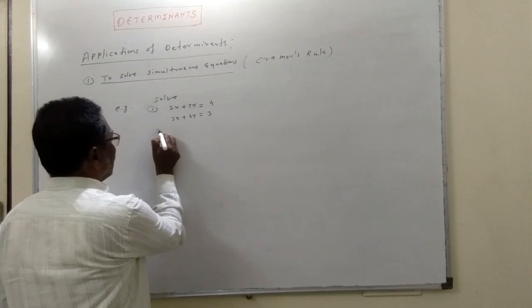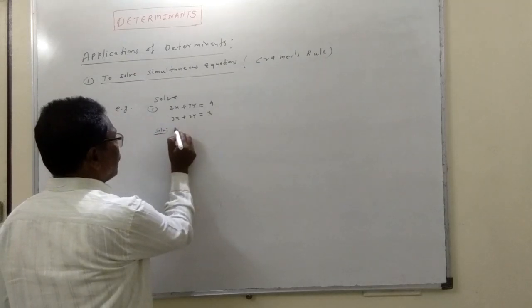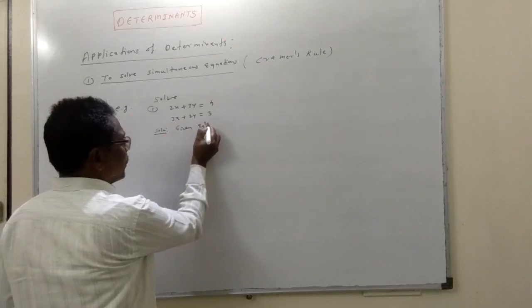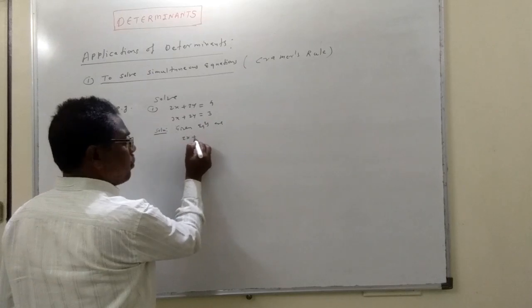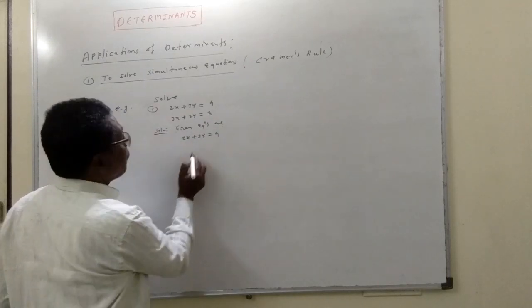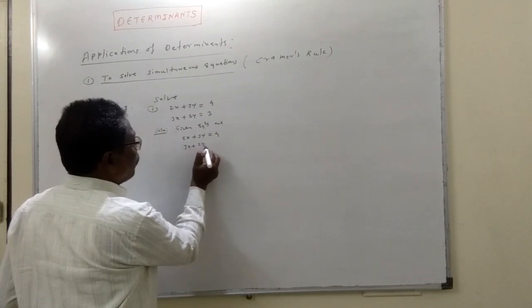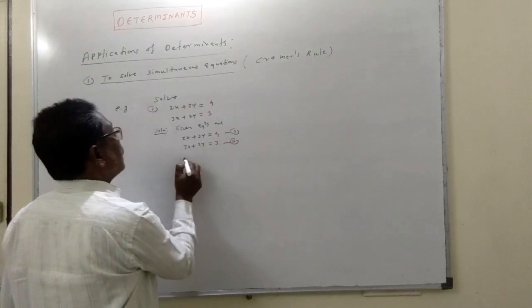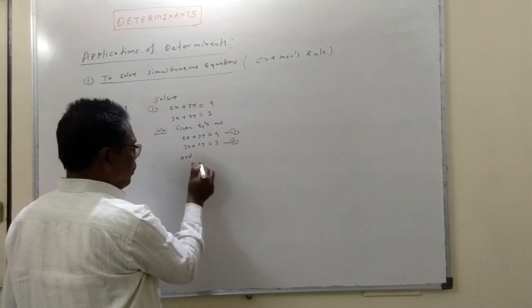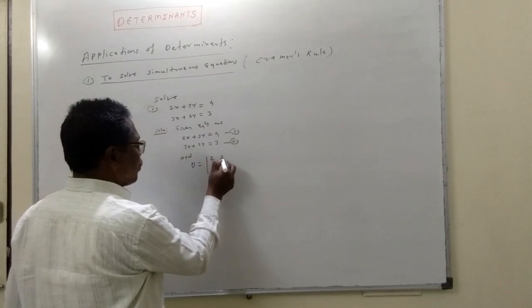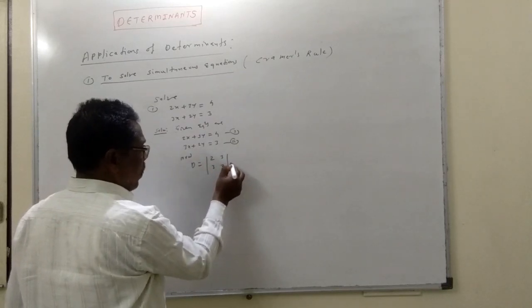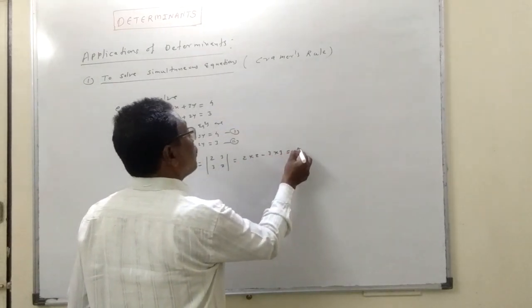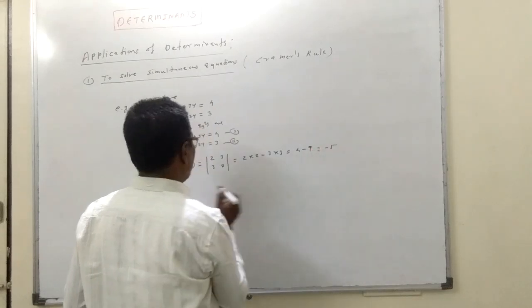So solution, the given equations are 2x plus 3y is equal to 4, 3x plus 2y is equal to 3. Suppose this is the second equation. Now we'll find the determinants. D is equal to the determinant of coefficients, so 2, 3, 3, 2. So 2 into 2 minus 3 into 3, 4 minus 9, so minus 5.